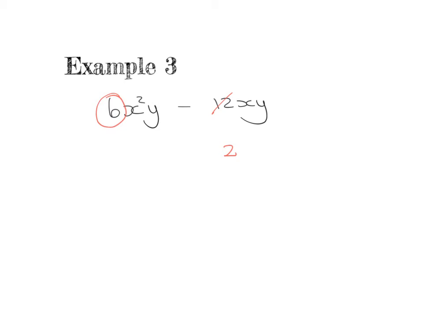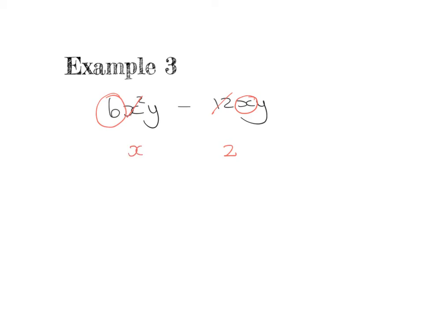Okay, now I look at my alphabet letters. Here I've got an x squared, and here I've got an x. I look for my smallest alphabet letter. So this one is smaller than that one. This one can divide into that one, but that one can't get into this one. This one is too small. Okay, so I say x is my common factor, and it goes into x squared, and there's one x that's left.